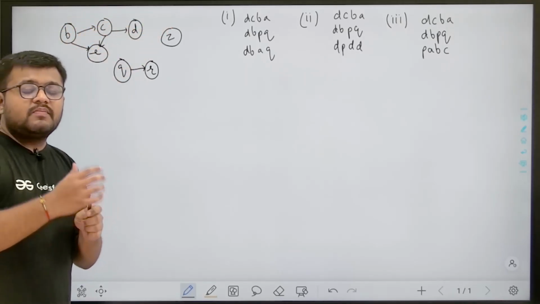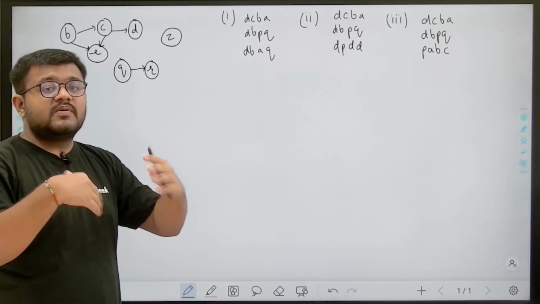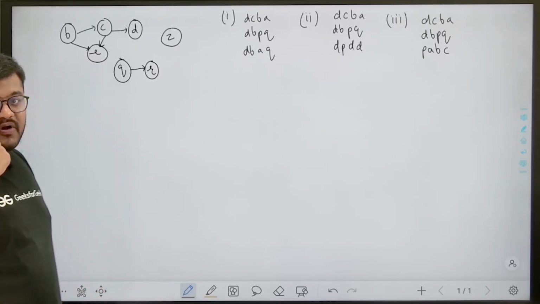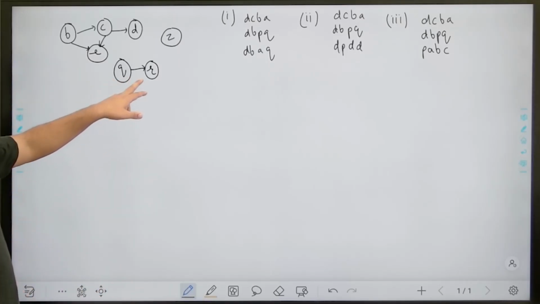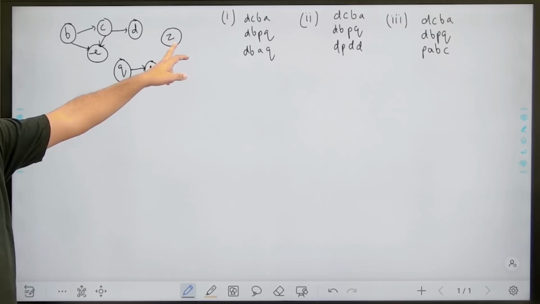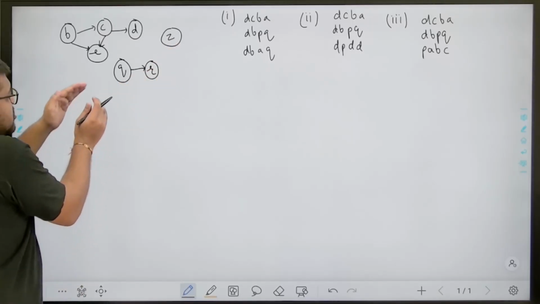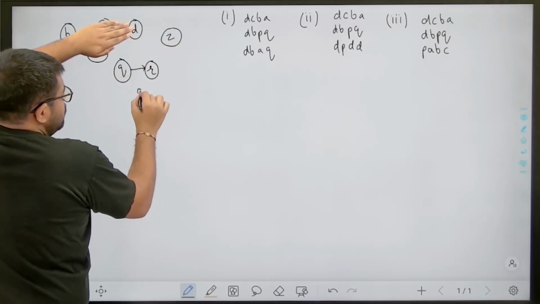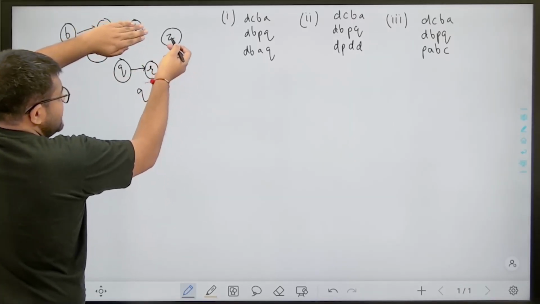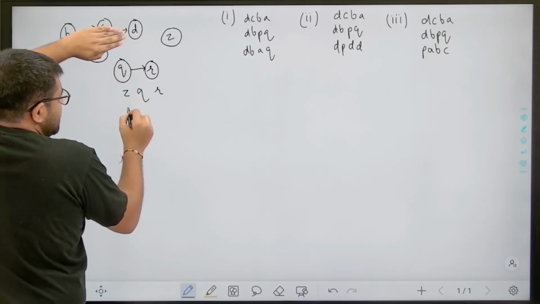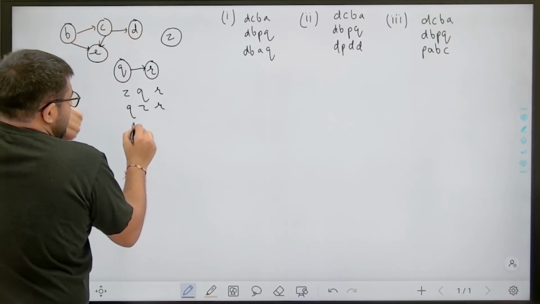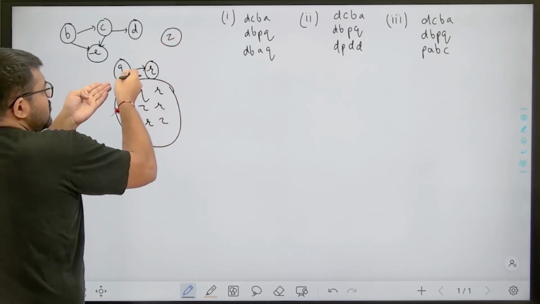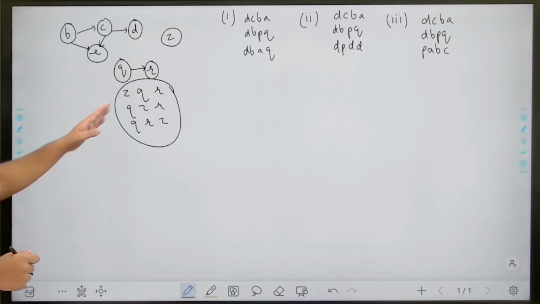Now why is it important? Because in the question it was said that there can be multiple possible answers. In case there are multiple possible answers, return any one. So if Q comes before R and these 2 characters do not have any relation with Z, then if we look at just these 3 characters, Q must come before R. Z has no relation with them, so Z can come here, Z can come here, and Z can also come here. All these 3 are correct if we look at only these 3 characters.